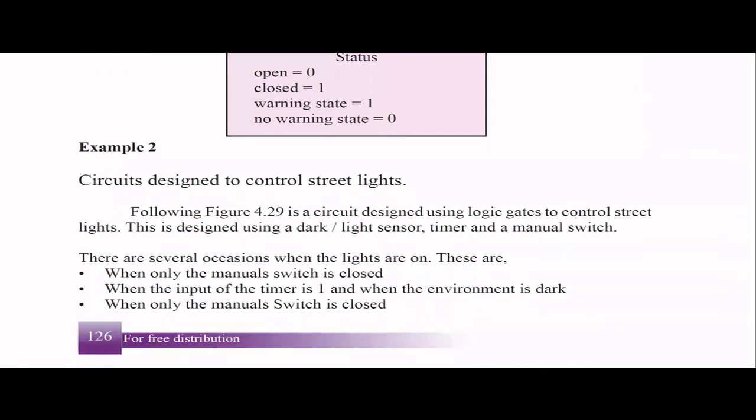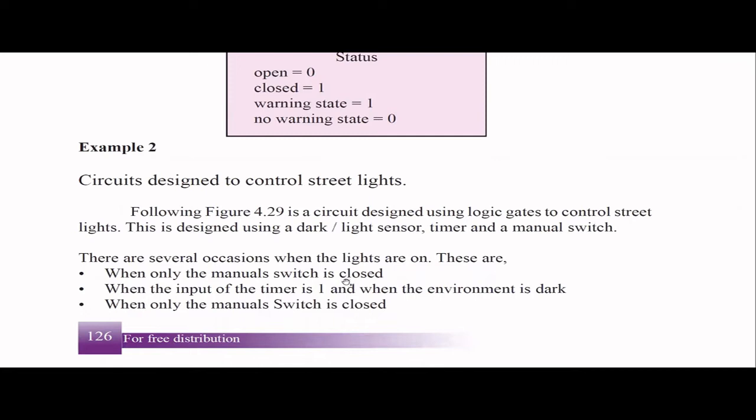Then we'll discuss the second example. Here it's about circuits designed to control street lights, right? So you know we have street lights. Normally in Sri Lanka, in most places we have a manual switch. So the problem is somebody has to manually switch these lights on and off, right? The problem is people are not switching them off. So in the daytime also these are working.